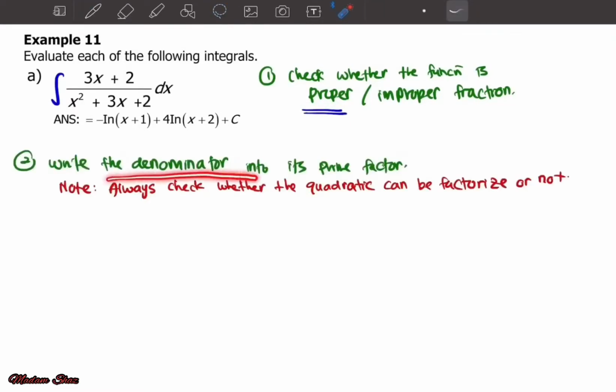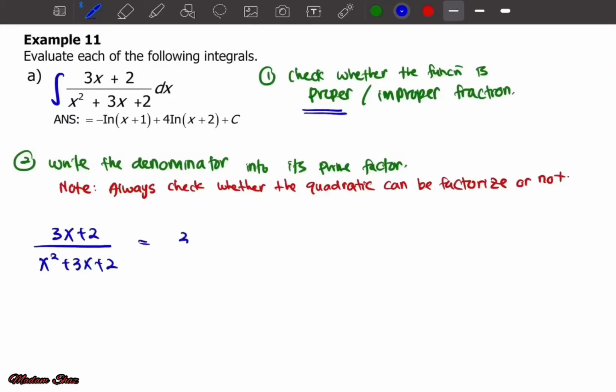Write the denominator into its prime factors. So always check whether the quadratic can be factorized or not. So we have x squared plus 3x plus 2. You can check by using the calculator whether this quadratic can be factorized or not. So by using the calculator, x squared plus 3x plus 2 can be factorized to become x plus 2, x plus 1.